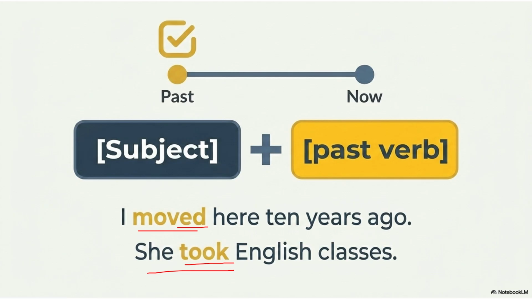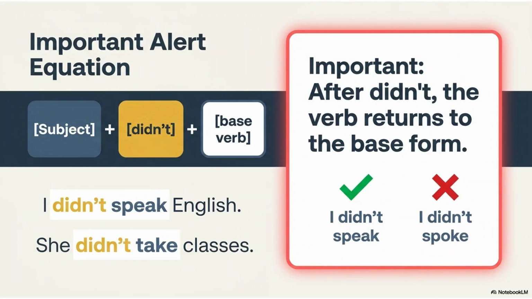So we use was and were for past state of being, and we use these other verbs for actions in the past. Okay? A rule that we have to remember always, important alert. So remember that when we use didn't in a past tense sentence, we have to keep the verb in its base form. Don't forget that.